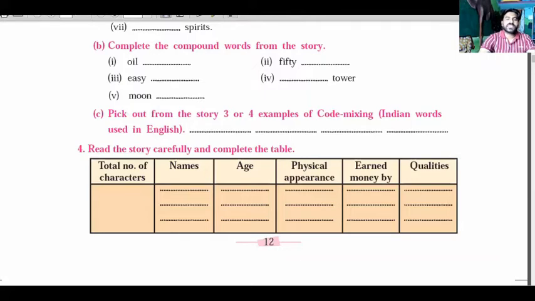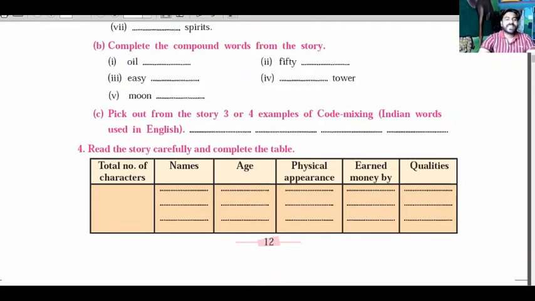Then next is Paijama. It is the second word that is from India. And then the third word is bazaar or bazar. This third word comes from the Indian language. So these are the 3 words. Another one word you can find from the textbook.